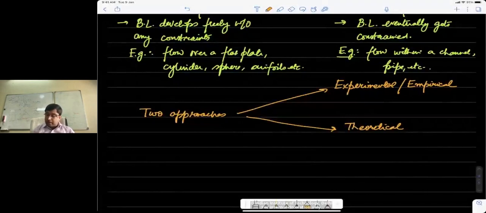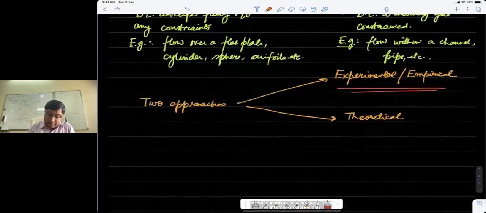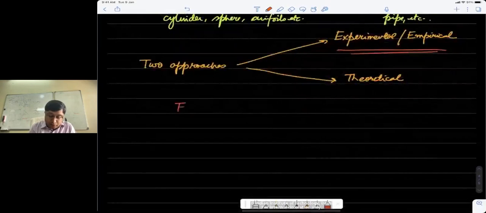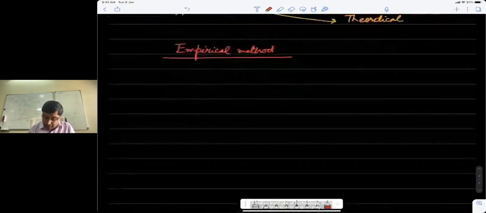So these will be the two approaches that are typically out there to come up with these calculations for heat transfer coefficients. Now, as I said, we will rely heavily on the empirical approach, or the experimental approach. So let me give you an example of what the empirical approach will be. And we will choose a very simple case, which is, say, flow over a flat plate.